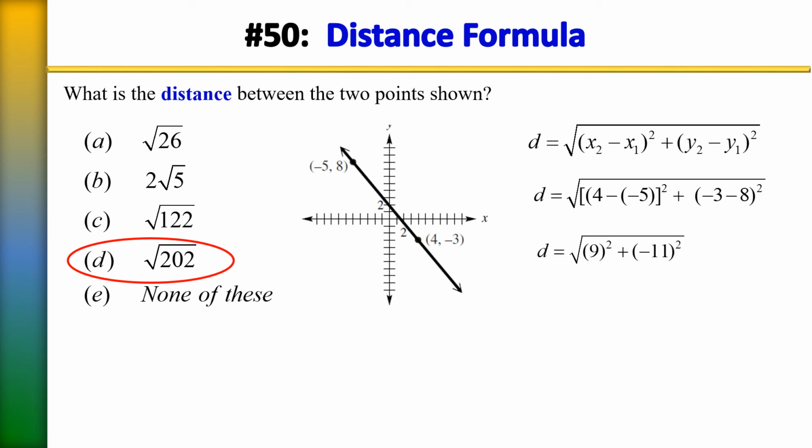Next, we want to square these numbers. So 9 squared means 9 times 9, which is 81. -11 squared is -11 times -11, which is 121. Lastly, we need to simply add these two numbers and then find the root of them. Now, in this particular case, this number is a non-perfect root, so we can simply leave it like this. There's no perfect inside, so we notice that our answer choice then is D.